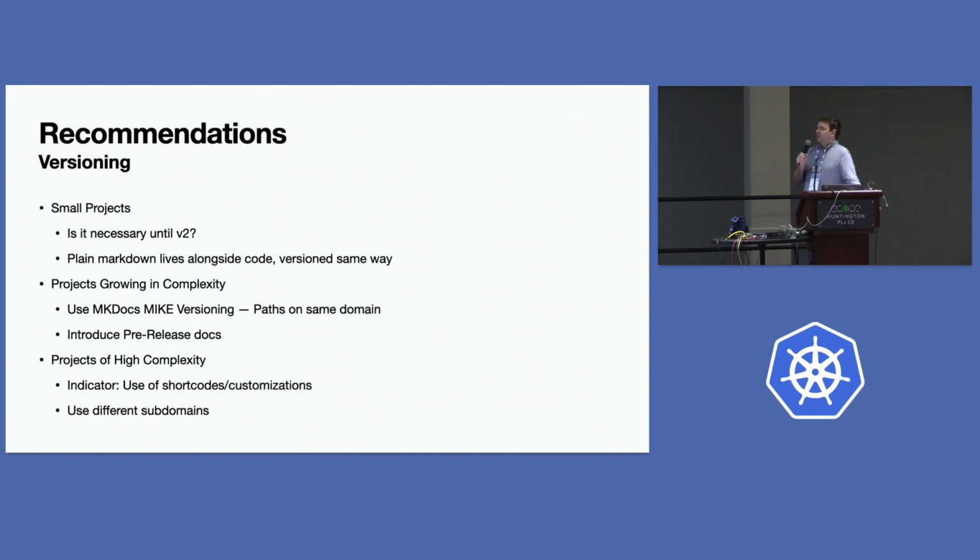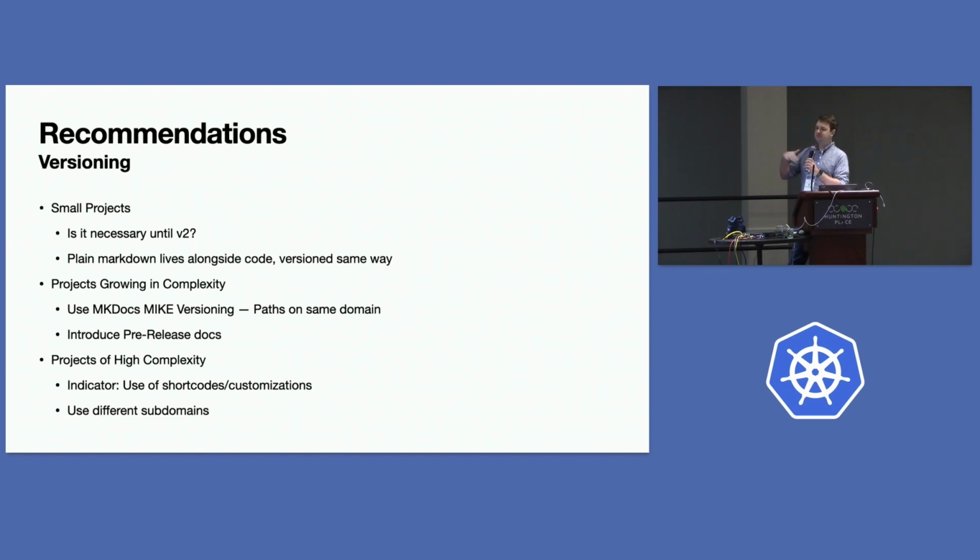So my recommendations, if you're having challenges with versioning an open source doc site, is for small projects, don't think about it too much at the beginning, wait until there's a breaking change. And then for many small sites, it's appropriate to do just plain markdown files, and then they live alongside the code, they're versioned the same way, usually with git tags. And then as your project grows in complexity, I'd take a strong look at using the Mkdocs mike plugin with paths working on the same domain, and then start thinking about doing pre-release docs.